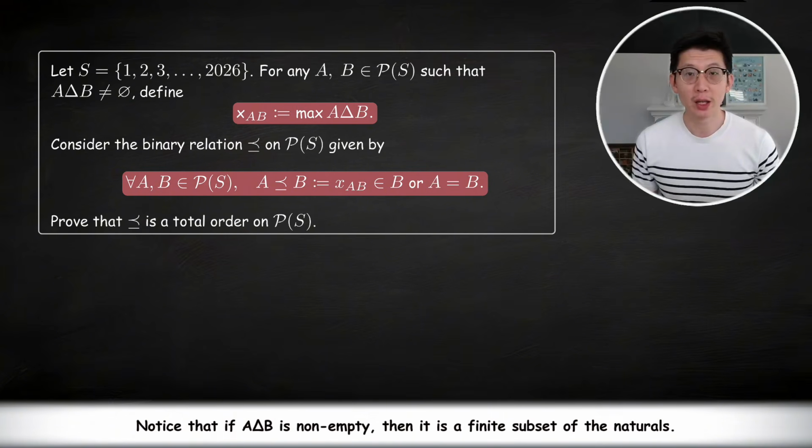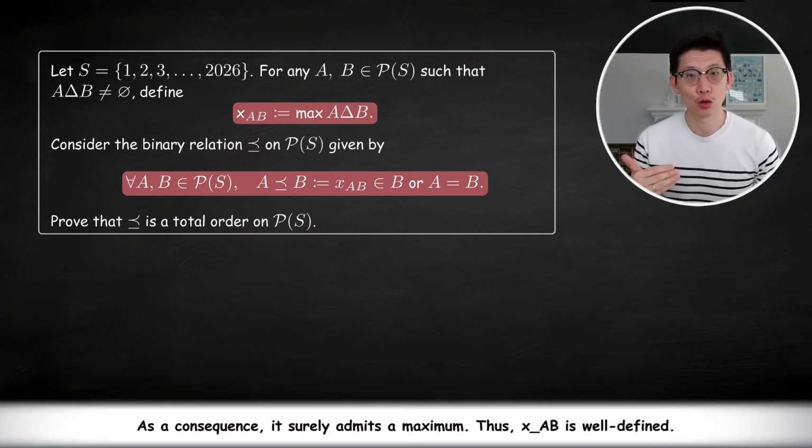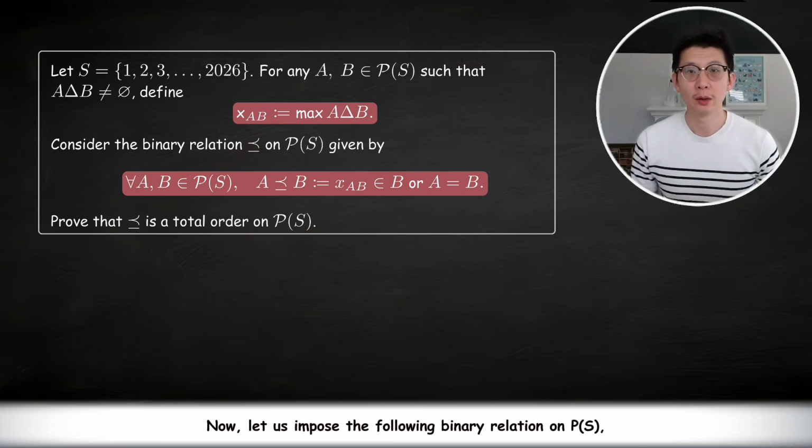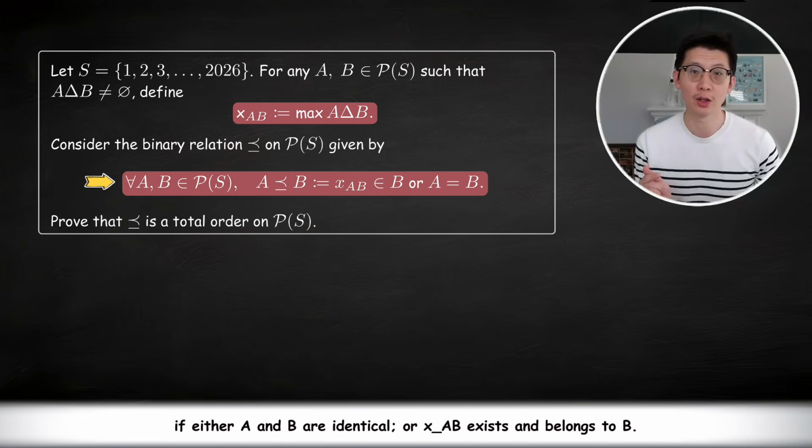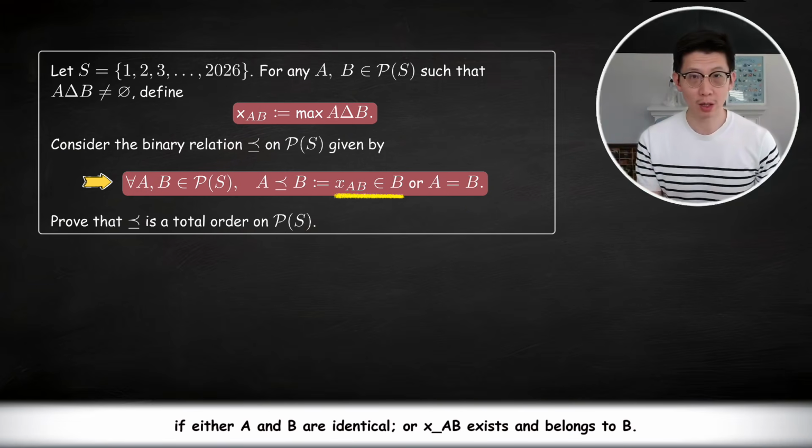Notice that if A delta B is non-empty, then it is a finite subset of the naturals. As a consequence, it surely admits a maximum. Thus, XAB is well defined. Now, let us impose the following binary relation on PS, where a subset A of S is related to a subset B of S if either A and B are identical, or XAB exists and belongs to B.